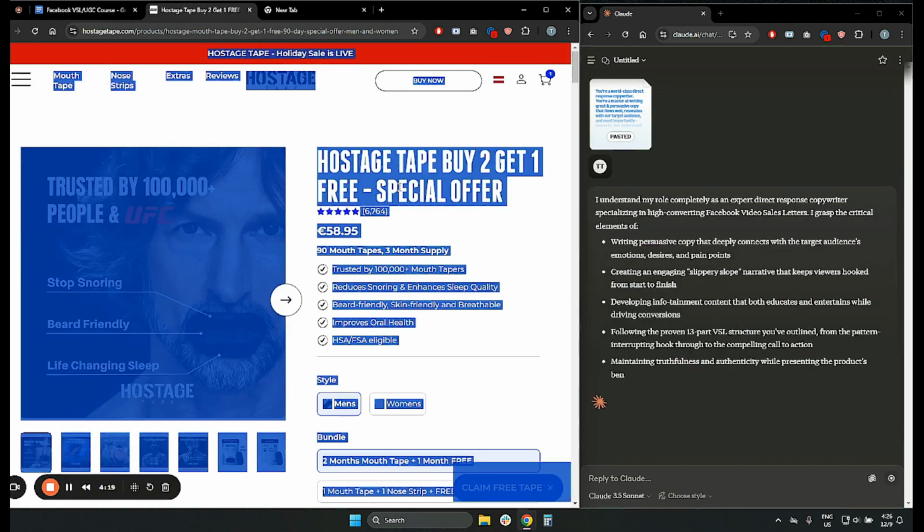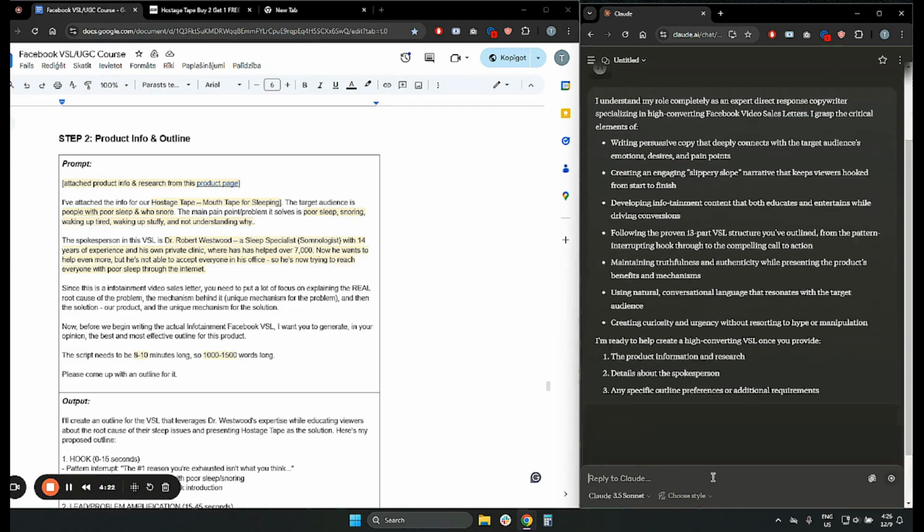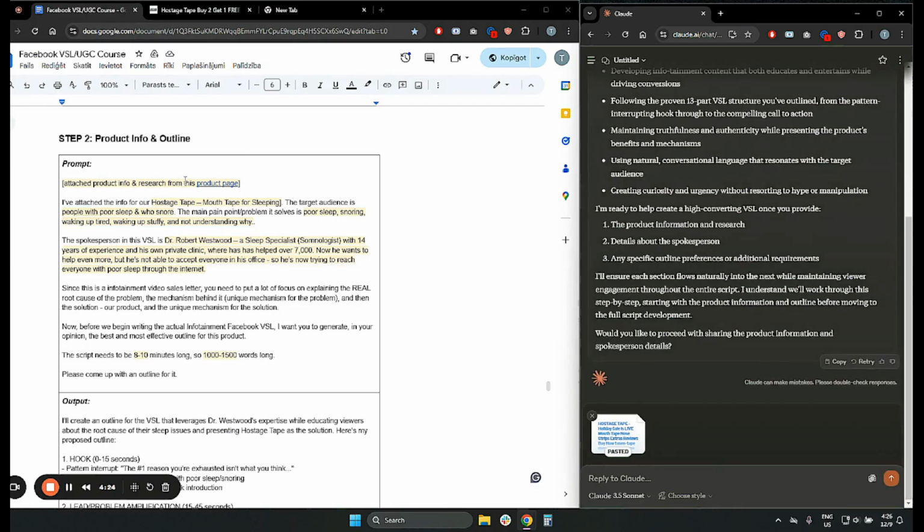So just copy paste the entire page. It's obviously always better if you do your research and include the research as well, alongside ideas if you have them. But here, the product page will just do. So I attach the product page, the product name, target audience: people who sleep poorly and who snore. And then the main problem is that people sleep poorly, snore, wake up tired, wake up stuffy, and don't understand why.